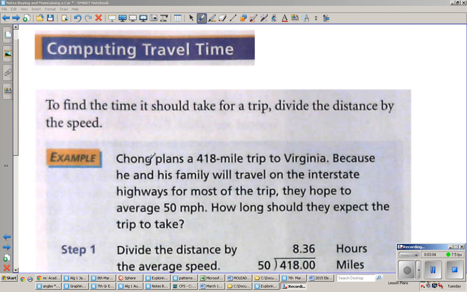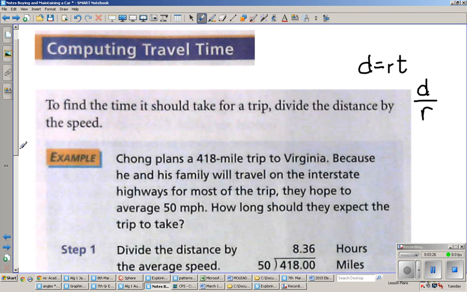Okay, we're going to start the second part of our lesson. This is lesson 12, computing the travel time. To find the time it took, or it should take for a trip, we're going to divide the distance by the speed. Again, it goes with distance equals rate times time. This time we're wanting to find out what the time is. So in order to do that, we're going to take distance divided by your speed, or the rate.